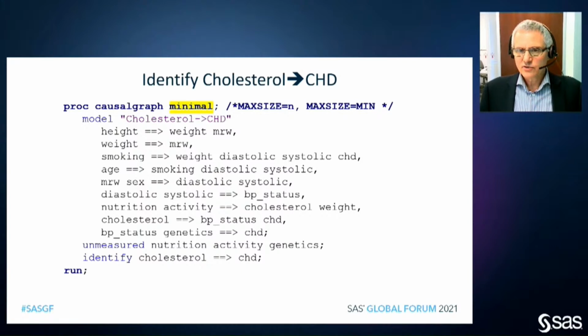By default, PROC causal graph is only going to list 100 adjustment sets, and you can override this default, raise it or lower it using an option called max list, and that is also on the PROC causal graph statement.